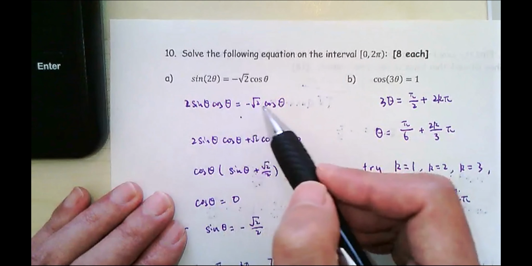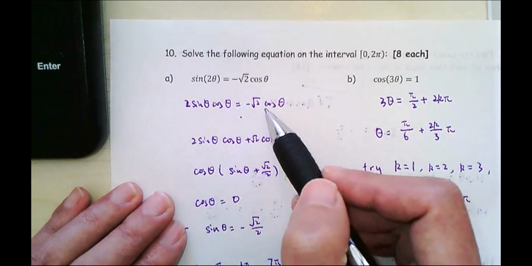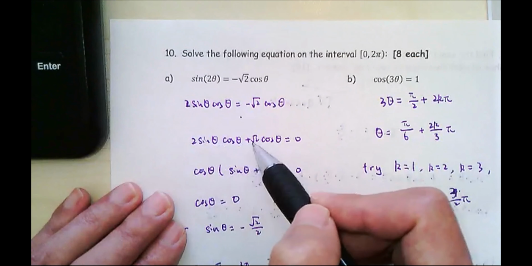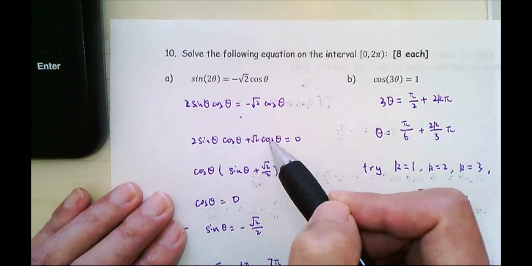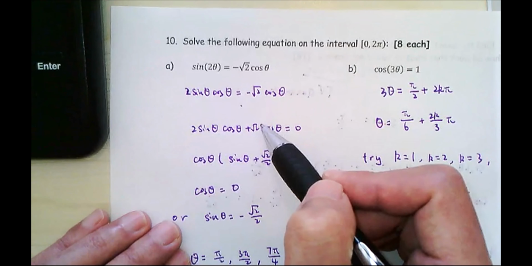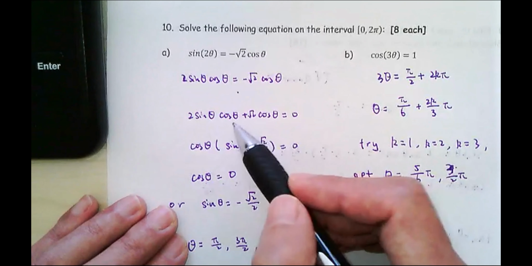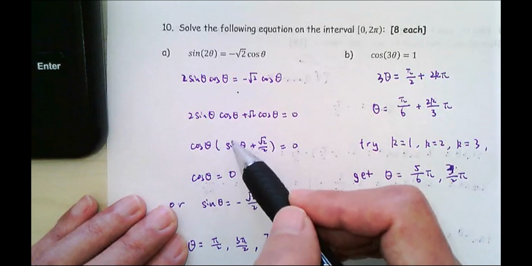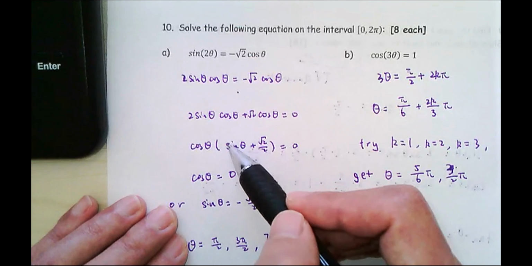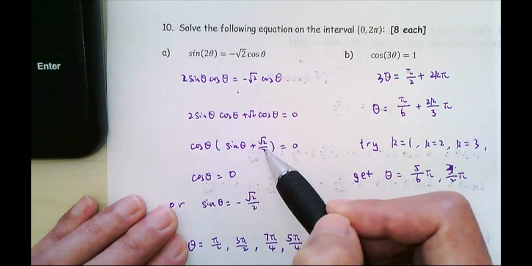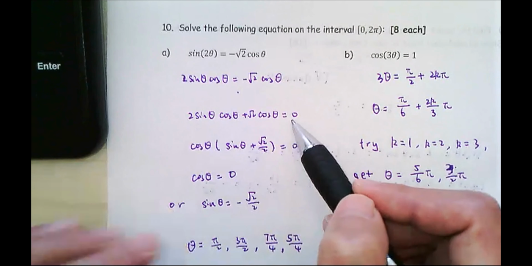Well, if you have this, you can move everything to one side. So you have this 2 sine theta cosine theta plus square root of 2 cosine theta. So cosine theta you can factor out. You can get this: cosine theta times sine theta plus square root of 2 over 2. I just divide both sides by 2. Okay?